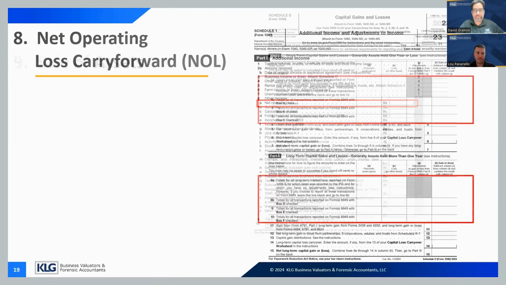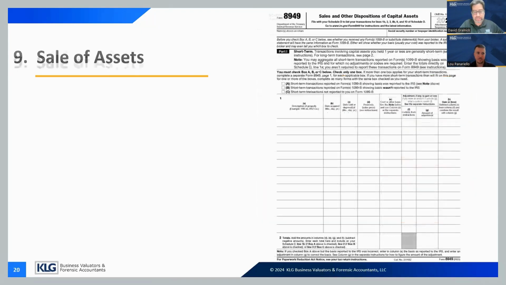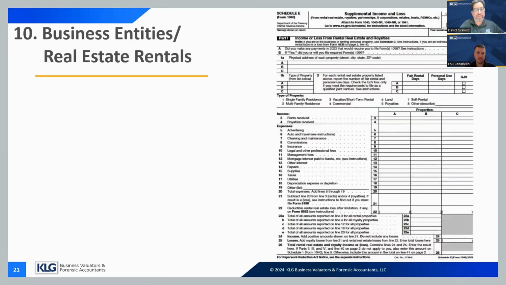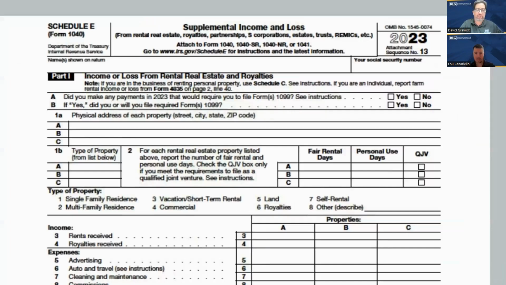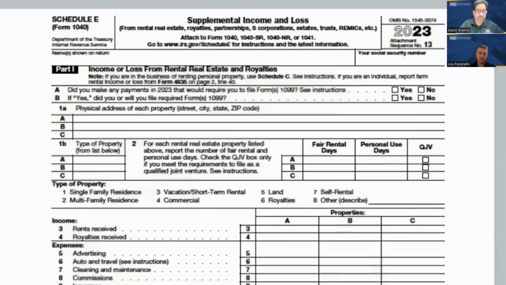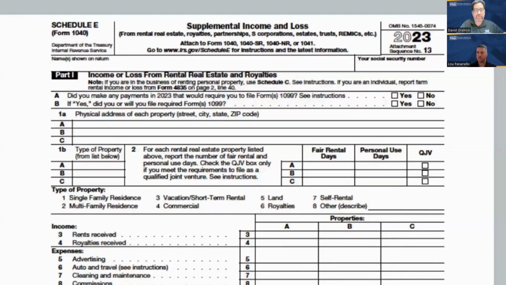Moving on, number 9, we finished with sale of assets, I believe. So that'll bring us to number 10. Business entities and rental real estate. We've all seen Schedule E. This one is page 1. This will show any real estate that's rented or any royalties they receive. So you're going to want to look to this if somebody has properties that they say are rented.